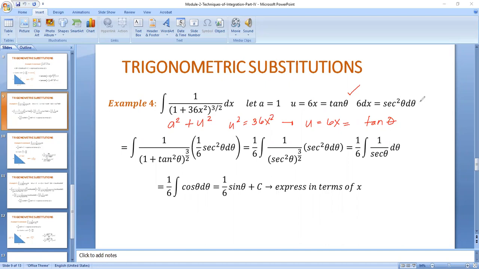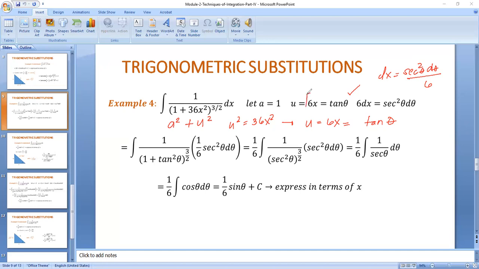Once you have this, or if you want just the dx, then this could be divided by 6. So dx is equal to secant squared of theta d theta divided by 6. When you do your substitution, that is why you see here 1/6 secant squared of theta d theta. Then you have 1 here plus 36x squared. What is 36x squared? You have that as tangent squared theta.